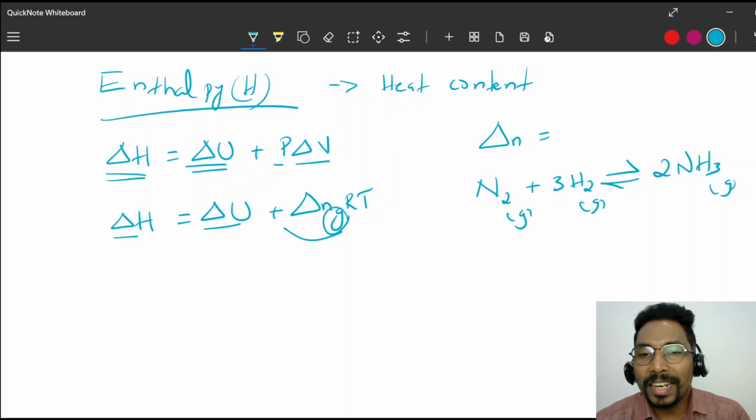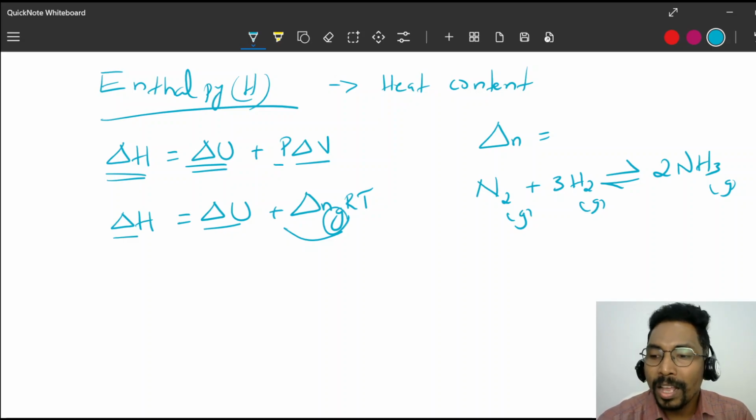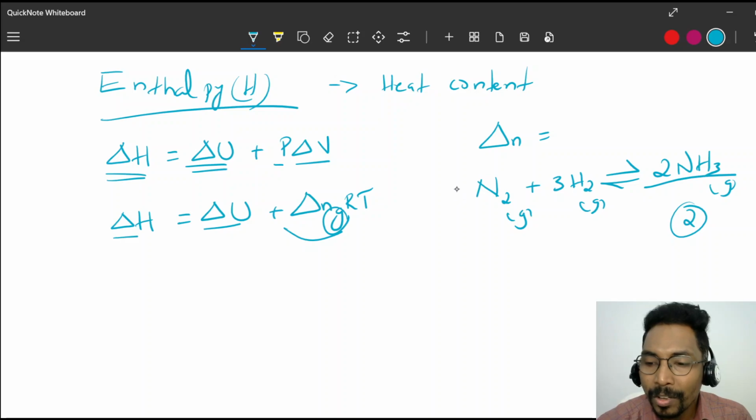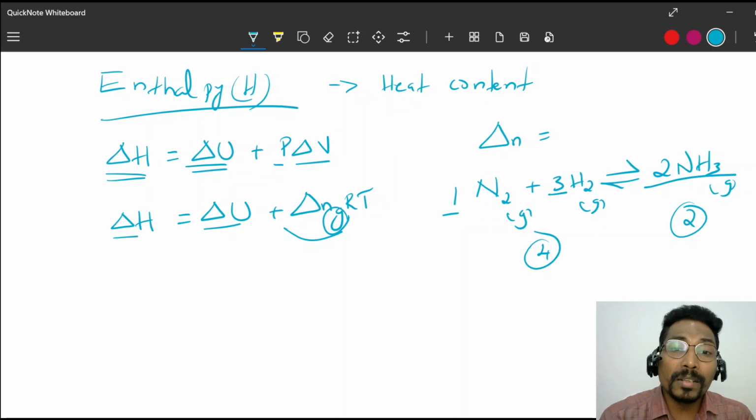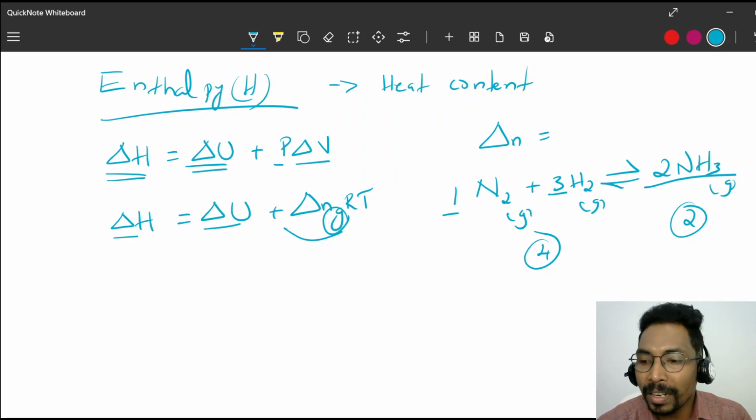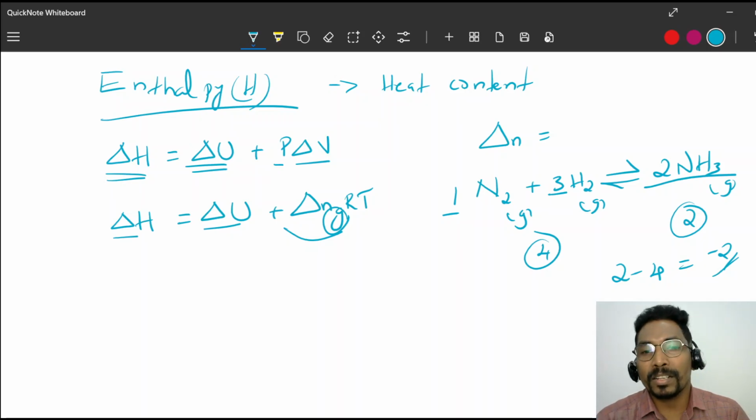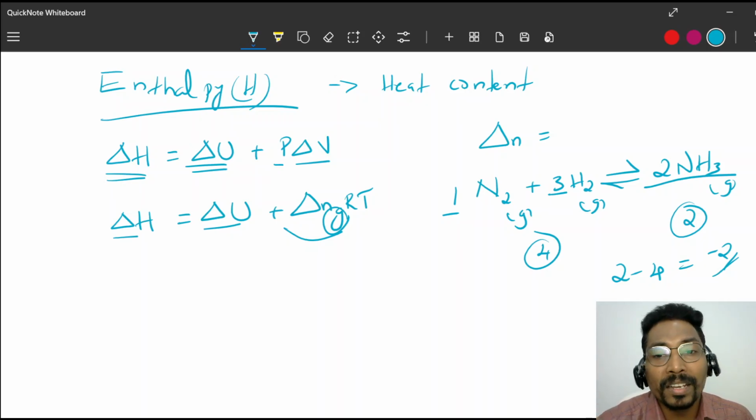So here the delta N will be, so what is the definition? Change in number of moles of gaseous products and reactants. So how many moles of gaseous products are here? 2 moles, you can see 2 moles of ammonia. And how many moles of reactants are there? 1 mole of N2 and 3 moles of H2. So total 4 moles. Okay. So gaseous products minus gaseous reactants, so 2 minus 4, that is minus 2. So delta N is minus 2. You need to consider only gaseous components.